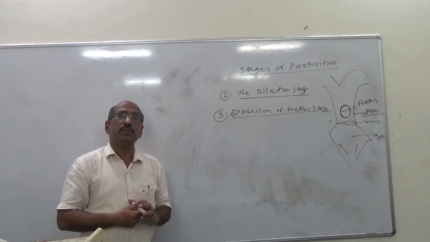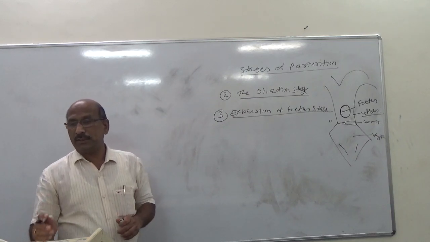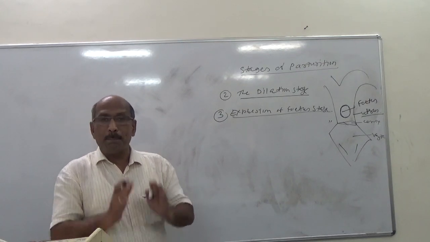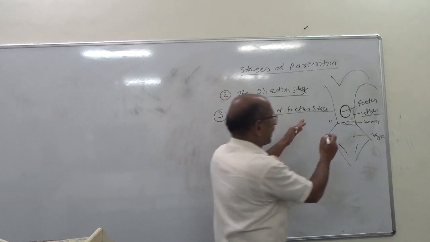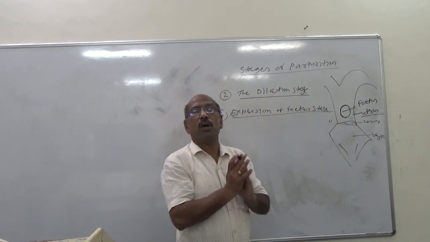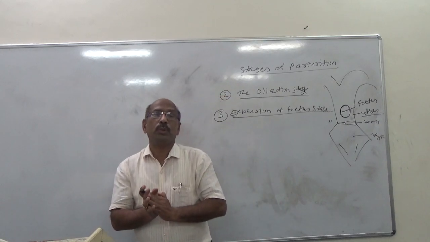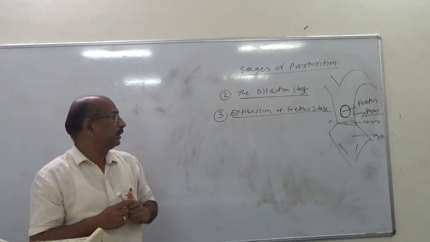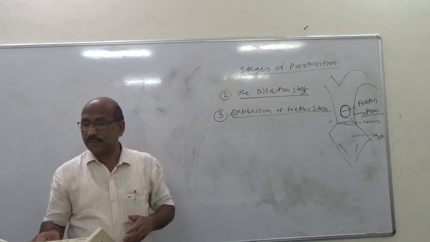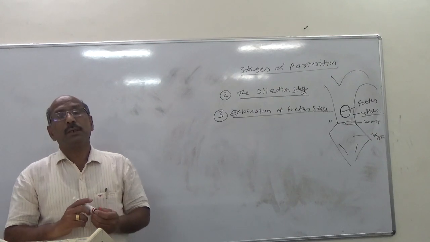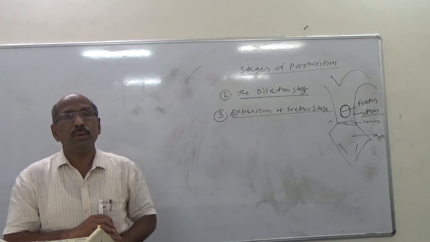This stage comprises the period from complete dilation of the cervix up to the delivery of the fetus. So this is the expulsion of the fetus stage. In this stage, the back of the cow is arched.